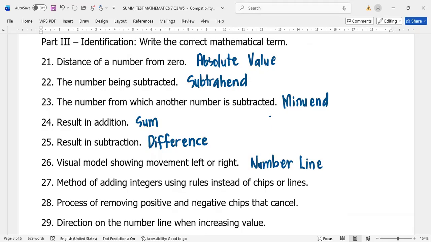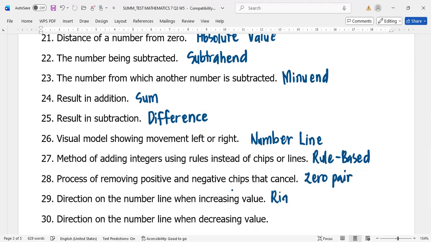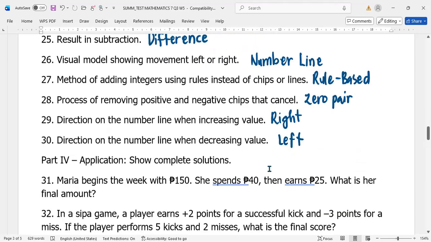Method of adding integers using rules instead of chips or lines. So that is rule-based system. Process of removing positive and negative chips that cancel, that is zero pair. Direction on the number line when increasing value, right. Direction on the number line when decreasing, left. Okay, just remember going to the right is positive, left will be negative.